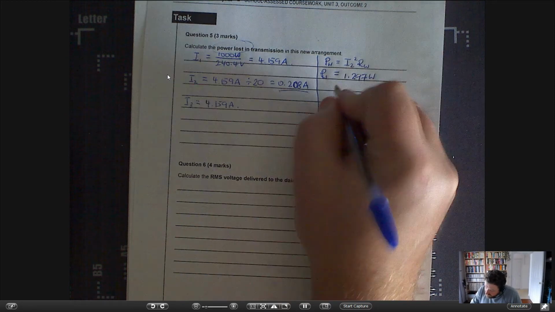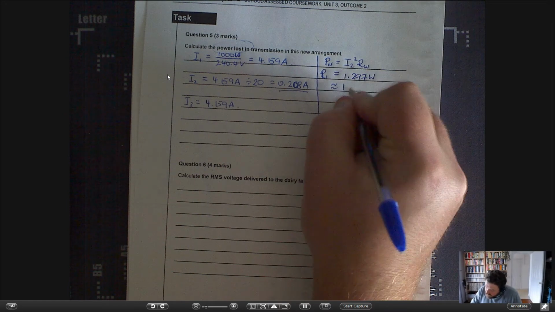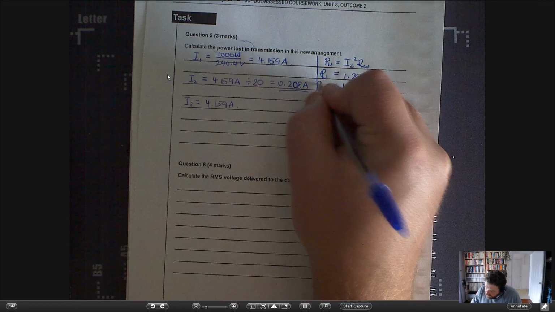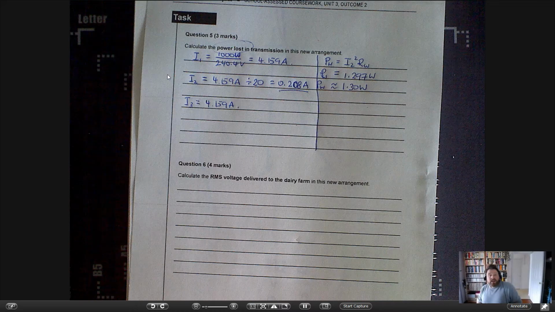1.297 watts. So make sure we're not overstating our precision. Let's call it 1.30 watts. So a very small amount. So that's leaving 998.7 watts left for the dairy farm.